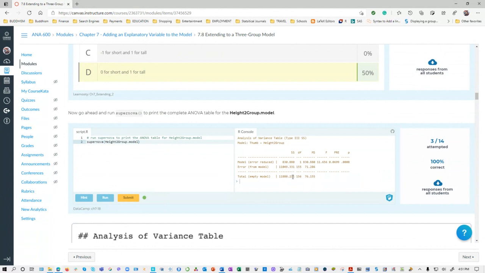11,880.211 is the sum of squared residual coming from the empty model, that's the unexplained residual, the leftover residual from the empty model. This much of error is being explained, and this much of error is not being explained, 11,049, a large number of error not being explained. See how much error is explained out of the total error.